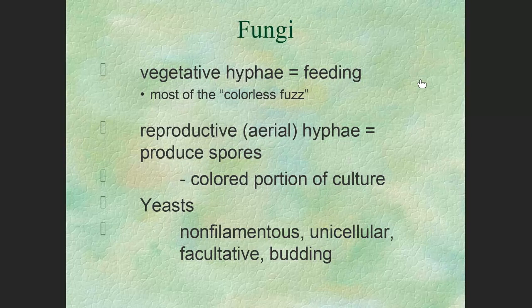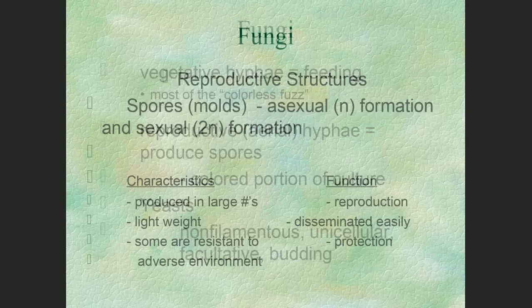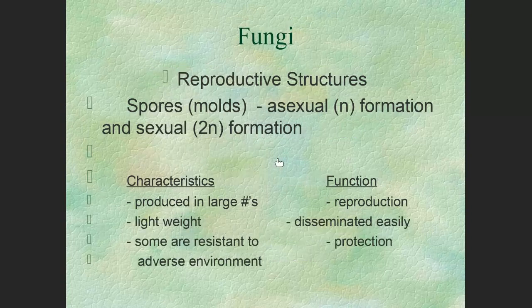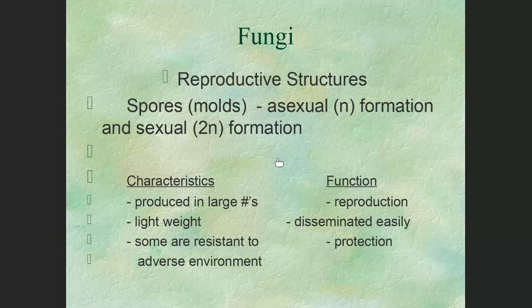Now, yeasts are single-celled organisms, so they're not filamentous. They're facultative anaerobes, and they primarily reproduce by budding, which is an asexual form of reproduction. When it comes to reproduction and the formation of spores, remember spores are always haploid. Whether they're produced from a haploid organism through mitosis or from a diploid structure like a zygote through meiosis, spores are always haploid because most fungi exist as haploid organisms.